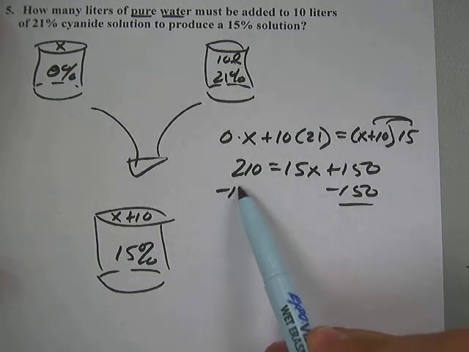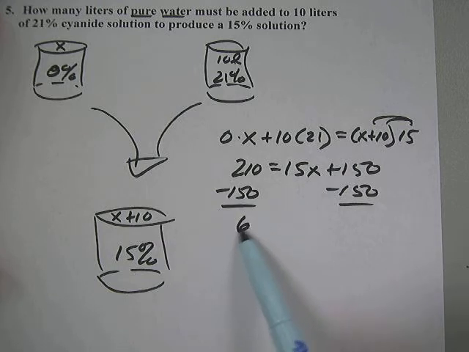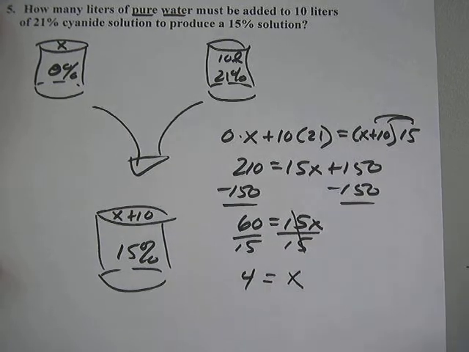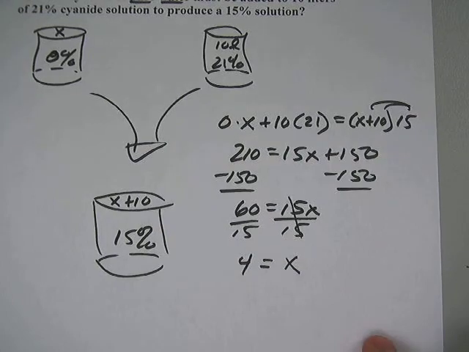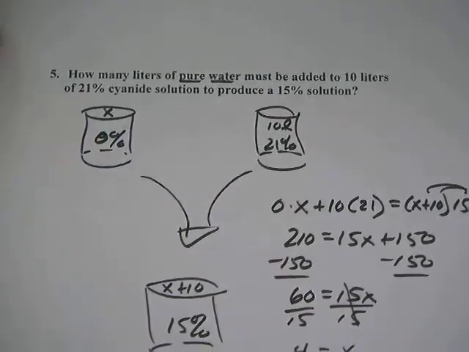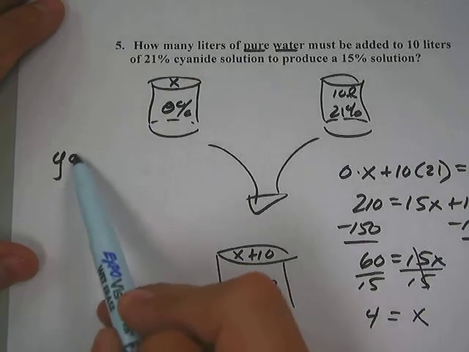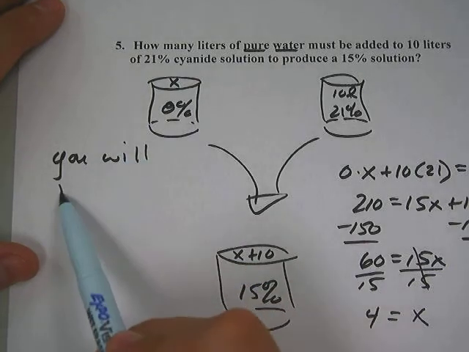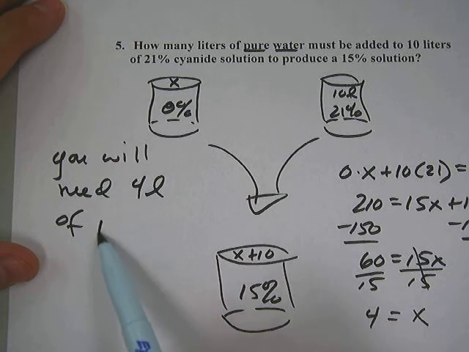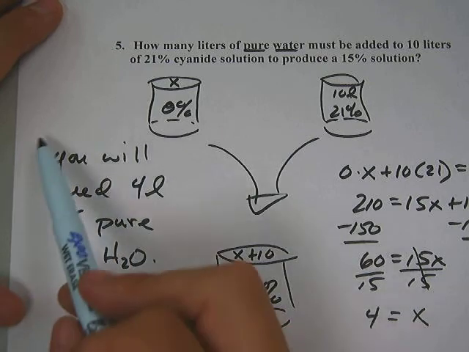times 15. Now the nice thing about this is it's fairly easy because 0 times X goes away. 10 times 21 is 210. Distribute: 15X plus 150. Subtract 150. 60 equals 15x. I would divide by 15. X equals 4. So what does that mean?